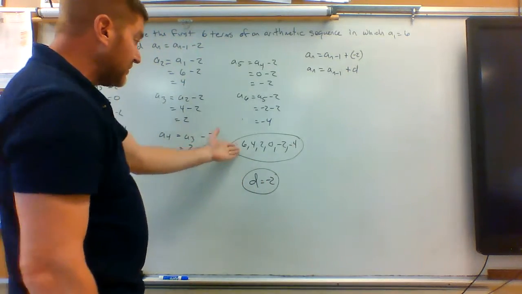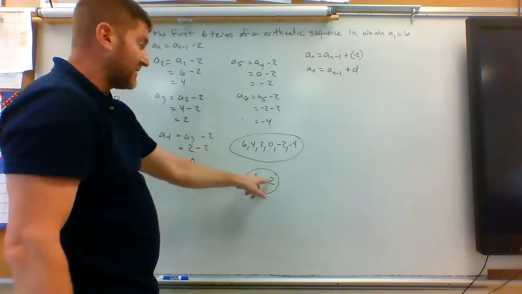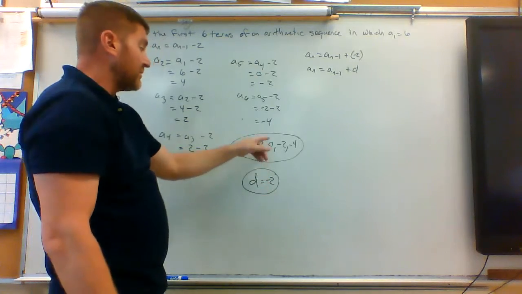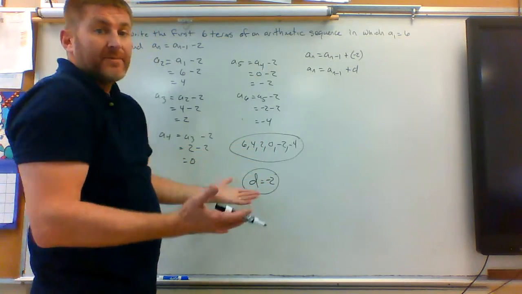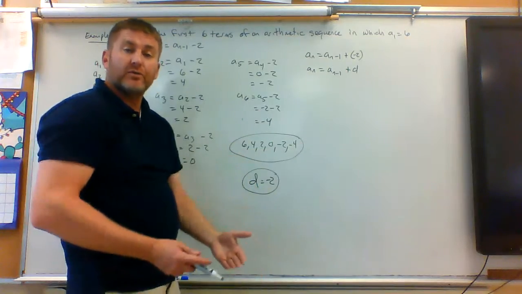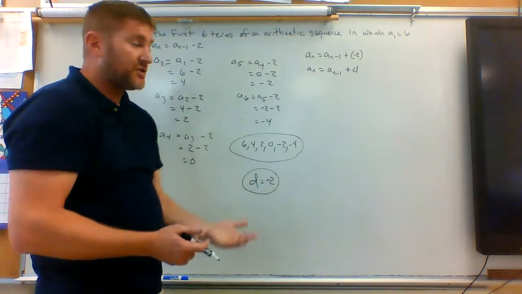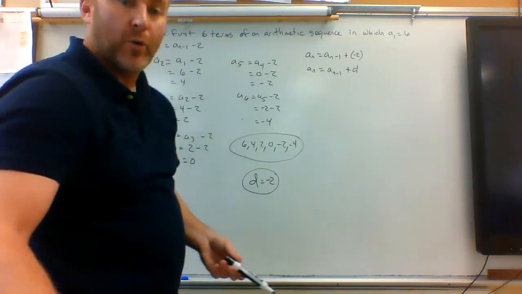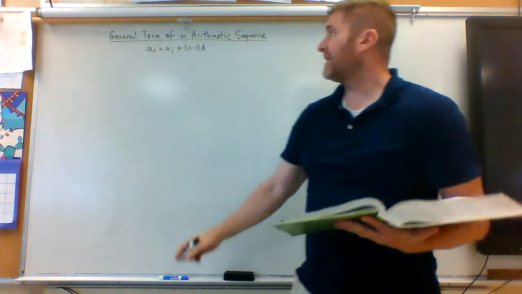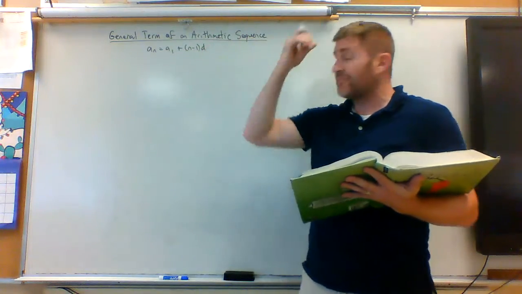So D would be negative 2, but you can tell that by going 4 minus 6, negative 2. 2 minus 4, negative 2. 0 minus 2, negative 2. So the pattern is going down by 2, which means you're adding a negative 2 here. So try checkpoint 1. So now we get into the general term of an arithmetic sequence.